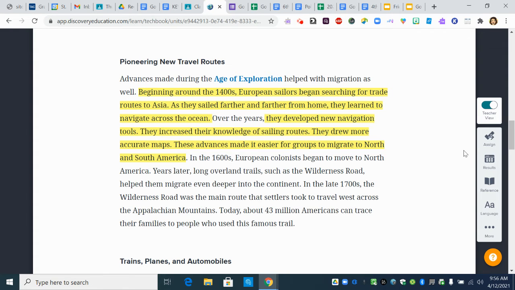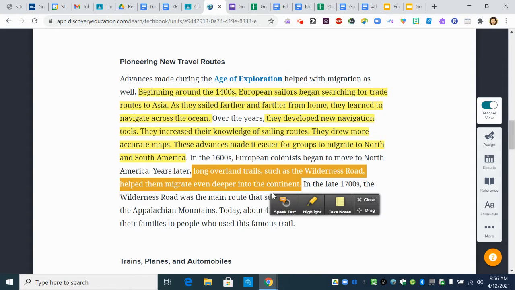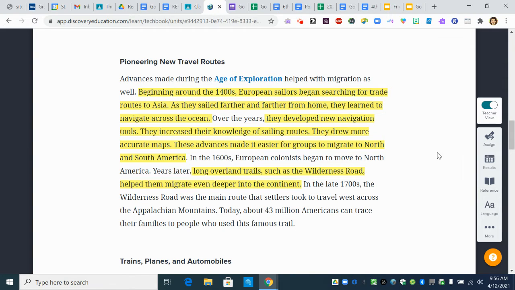All very important. In the 1600s, European colonists began to move to North America. Years later, long overland trails such as the Wilderness Road helped them migrate even deeper into the continent. I'm going to highlight that. In the late 1700s, the Wilderness Road was the main route that settlers took to travel west across the Appalachian Mountains. Today, about 43 million Americans can trace their families to people who used this famous trail. All right.